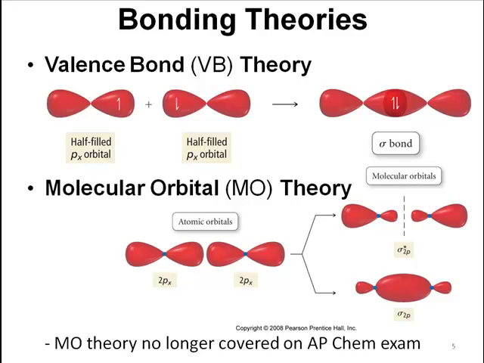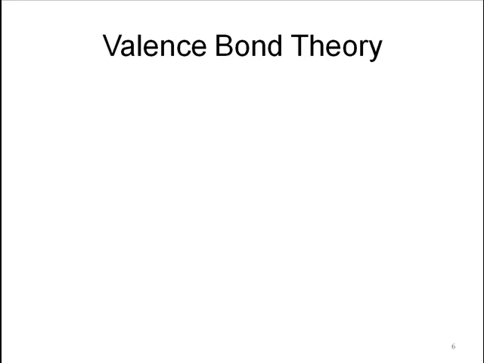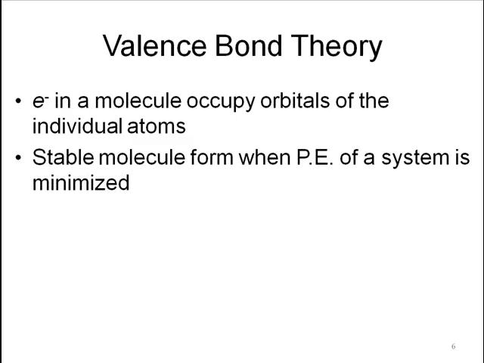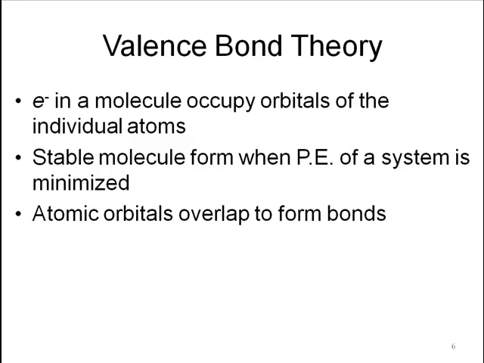Now, this theory is no longer covered on the AP exam. But again, they're just different ways of approaching how the orbitals come together. Okay, the valence bond theory, which is on the AP exam, says that electrons in a molecule occupy orbitals of the individual atoms. Stable molecules form when the potential energy of a system is minimized. So we're trying to minimize the potential energy. Atomic orbitals overlap to form bonds.